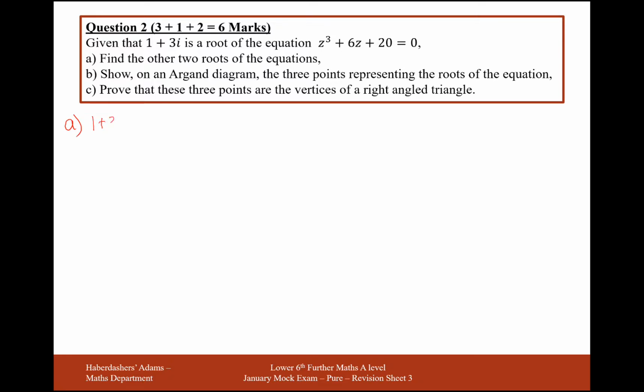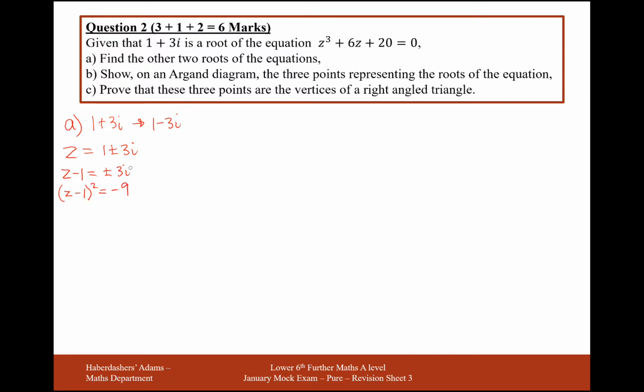If I know that 1 plus 3i is the root of a polynomial, then I know that 1 minus 3i is also a root of a real numbered polynomial. So from here, if I set z equal to 1 plus or minus 3i, what I'm going to do is reverse complete the square, get a quadratic and then divide this by that quadratic. So z minus 1 equals plus or minus 3i, square both sides.